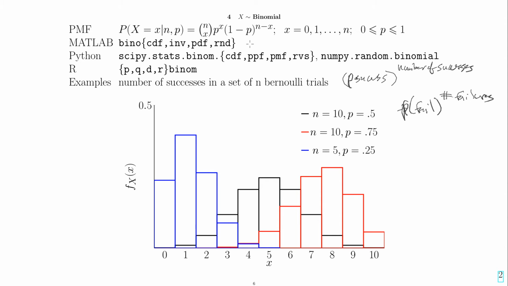Again, x is limited by n because you can't have more successes than the number of times that you're trying to succeed. One thing to note here is that at p equals 0.5, you get symmetric distributions. At p equals 0.75, you get right skewed, and at p equals 0.25, you get left skewed. All right, and again, you can expand these for the problem set.